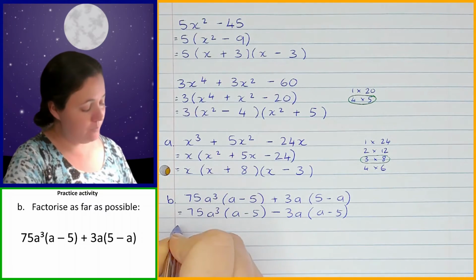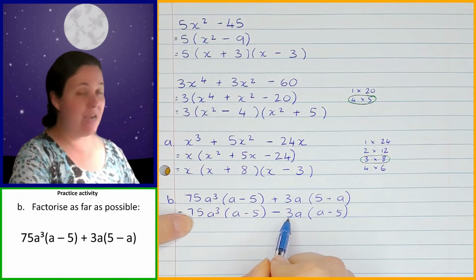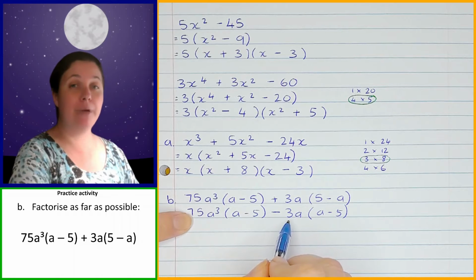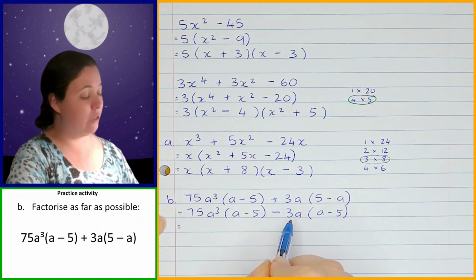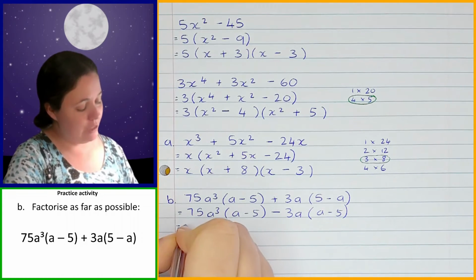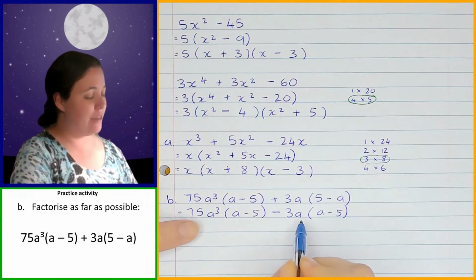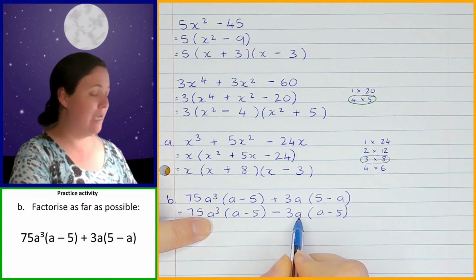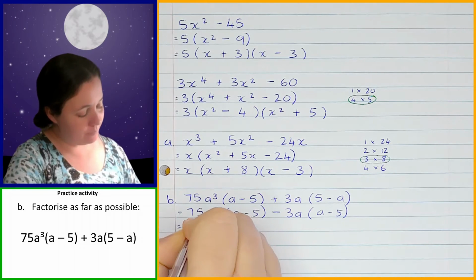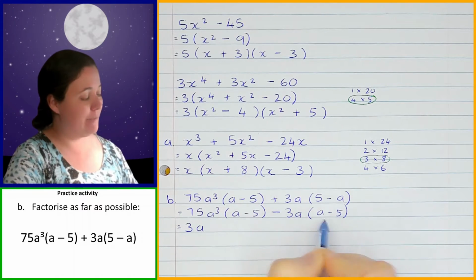So I've got 75 and 3. 3 is a common factor because 3 goes into 75 and it goes into 3, so I have 3 over there. Then a cubed and a, I've got a common factor of a, and then I also have a common factor of a minus 5.